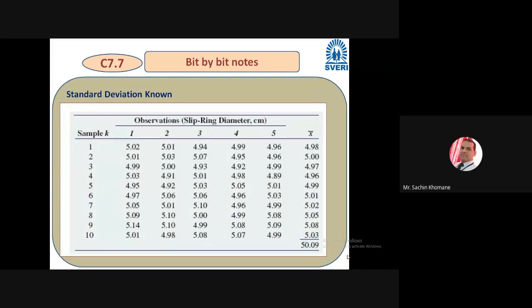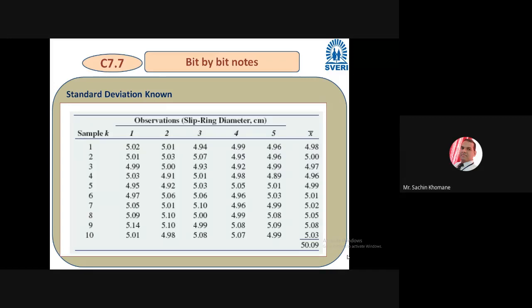Okay. So we'll see a numerical when the standard deviation is known. What is known? That sigma x whole value that you are knowing. So by assuming that you can draw a control chart, and another numerical that we've seen is, by calculation of standard deviation, how to draw a control chart. Okay. So on paper you people have to write these readings.